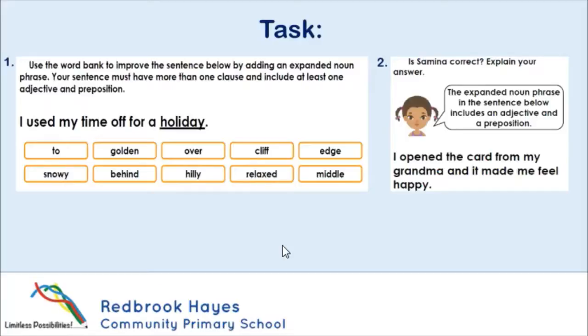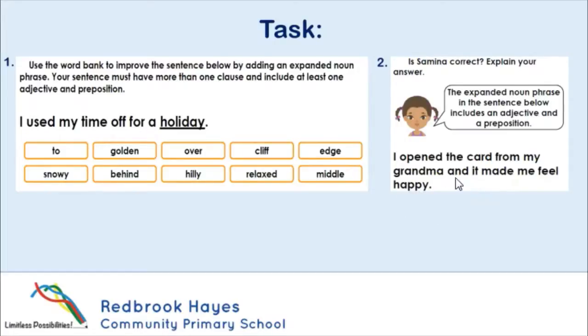And then for number two, is Samina correct? So explain your answer. She says that the expanded noun phrase below includes an adjective and a preposition. So the sentence is, I opened the card from my grandma and it made me feel happy. So we've got two clauses there. The first one is, I opened the card from my grandma, and the second one is, it made me feel happy. And then we've used a conjunction there to join those two clauses together. So the second one, it made me feel happy. Well, we've got the word happy there, but we can't really expand that noun there.